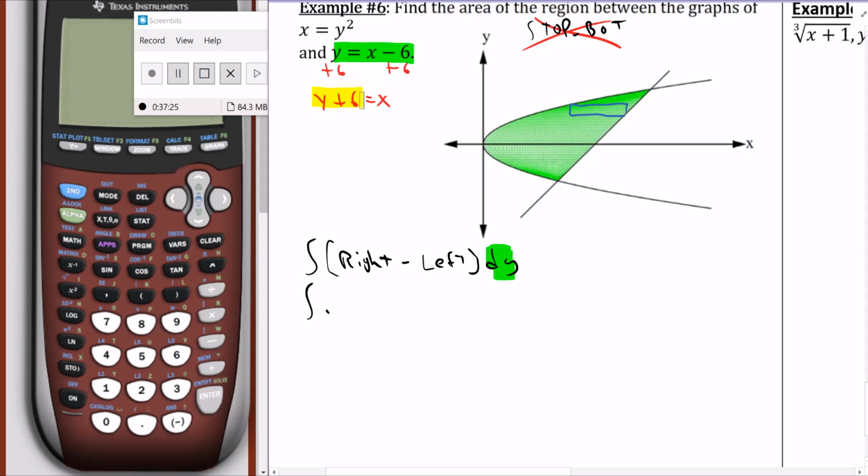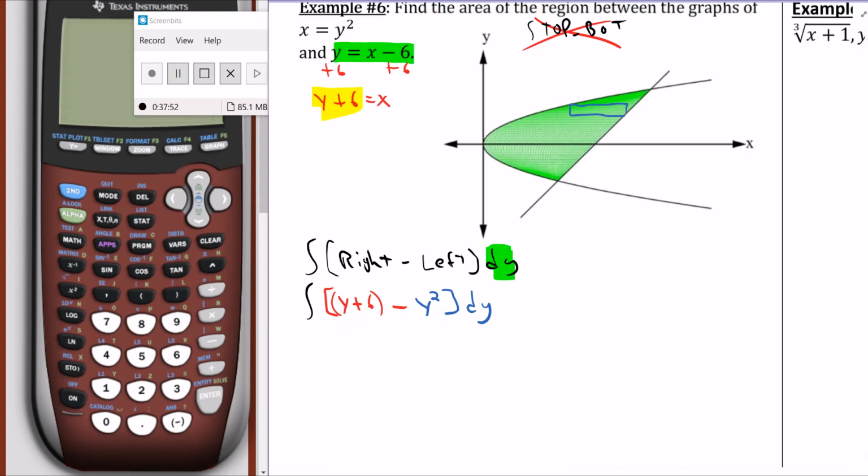And this is the thing we're going to use, right? So that is the right function, y plus 6. Then we're going to subtract what's on the left, which this one's kind of nice. It's already in that form. It already says x equals y squared, so minus y squared dy. So please notice that everything here is in terms of y, right? It's all y's. There's no x's.